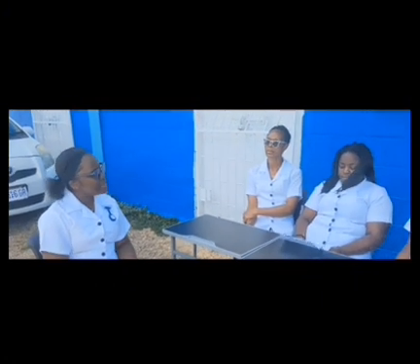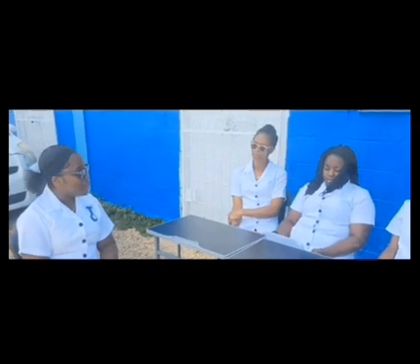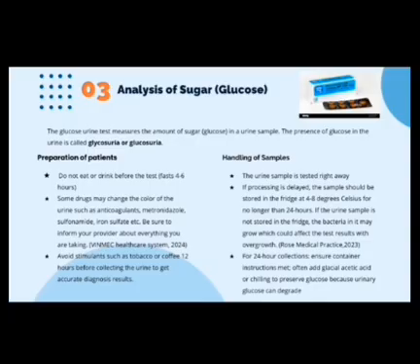Okay. And there is a thing they say about urine and glucose in urine. The presence of glucose in the urine is called glycosuria or glucosuria. Normally, the kidneys filter glucose back into the bloodstream, but when blood glucose is too high, the kidneys fail to reabsorb it, and it can often relate to diabetes.